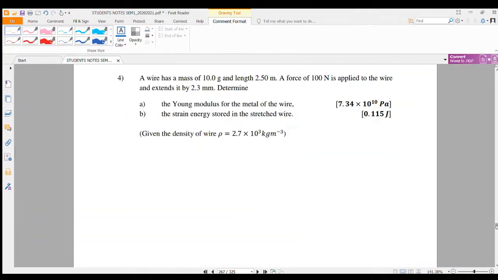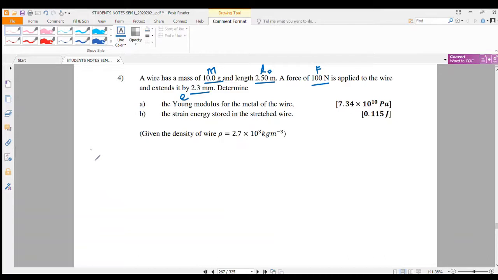So next, question number 4. A wire has a mass of 10 grams and the original length is 2.5. So this is the mass. And the force F of 100 Newton is applied to the wire and extends it by, so this is the elongation, 2.3 millimeter. Determine the Young modulus of the metal of the wire.